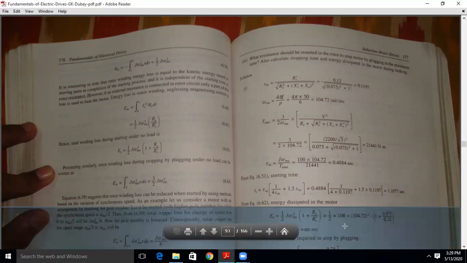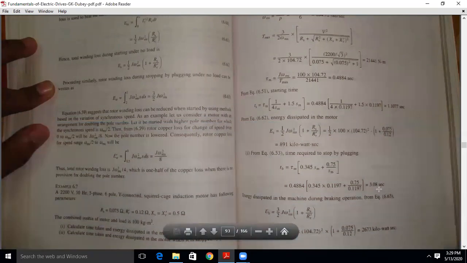Now, energy dissipated in the motor during starting is given by Es is equal to 1/2 J omega ms square (1 + Rs/Rr'). So just by putting the values, we can get the energy dissipated during starting. Second point, time required to stop by plugging. Directly use the formula for TB; by putting all these values into the formula, we get TB is equal to 3.08 seconds.